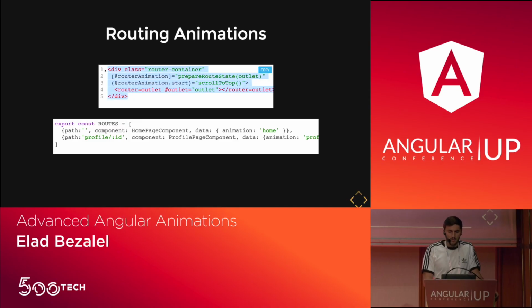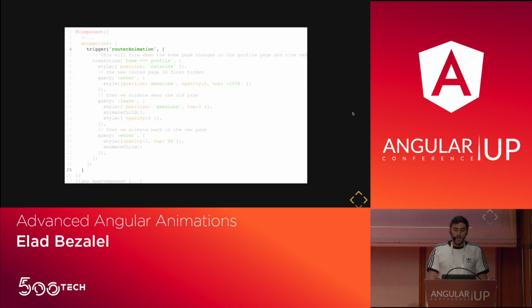I have the router, I wrap it with a div and give it an animation. The prepare route state is a helper function that takes the router outlet and then returns the current state, the current route. And then I can pass some data in my routes to say which animation should run. And then all I have to do is just declare this router animation, set some transitions from home to profile, let's say, set some querying.